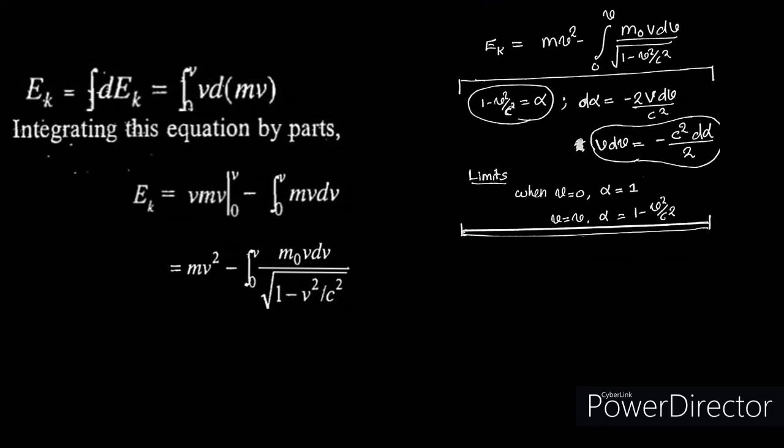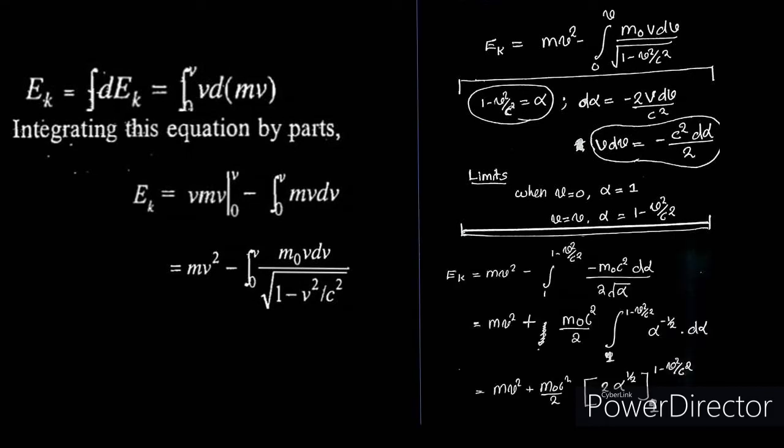So when you substitute for alpha, then we have to change its limit also. We can change the limit like this. When v is equal to 0, alpha will be equal to 1, and when v is equal to v, then alpha is equal to 1 minus v square by c square. Now if you plug back the limit, the value of alpha and the value of v dv into the above equation, then we would get Ek is equal to mv square minus the integral from 1 to 1 minus v square by c square of minus m0 c square d alpha divided by 2 times square root alpha.